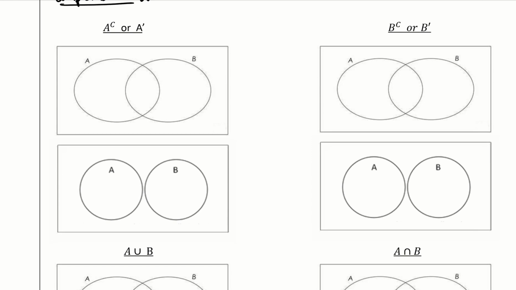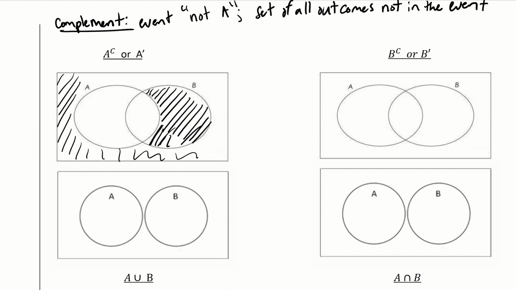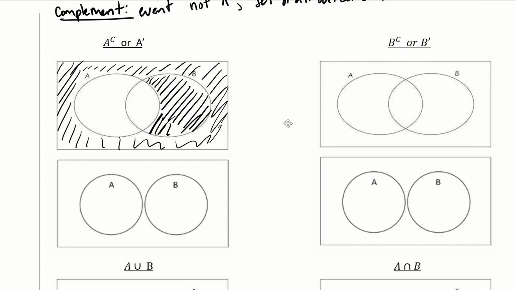So anything that is not in A, that means you have to shade everything that is not in A, which would mean B, but it also means everything else in the sample space that is not in A. So that means this rectangle as well, right? That's everything that is not in A. And then similarly here, B complement, anything that is not in B. So that means you can't shade where they overlap because that's in B, and then everything else outside.